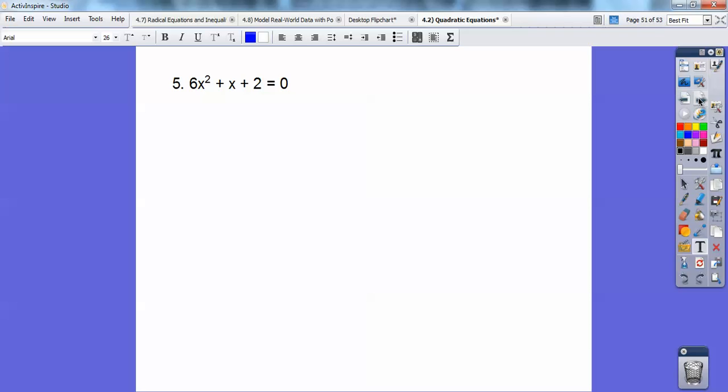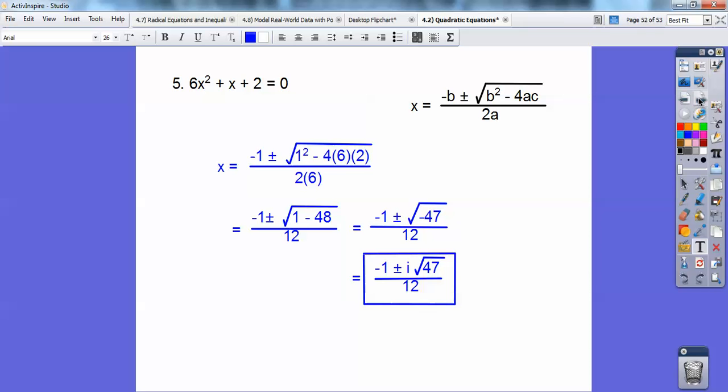Okay, this one doesn't factor. I would go ahead and use the quadratic formula, you guys, and just make sure you're checking your work, 'cause you guys lose your negatives all the time. Me too.